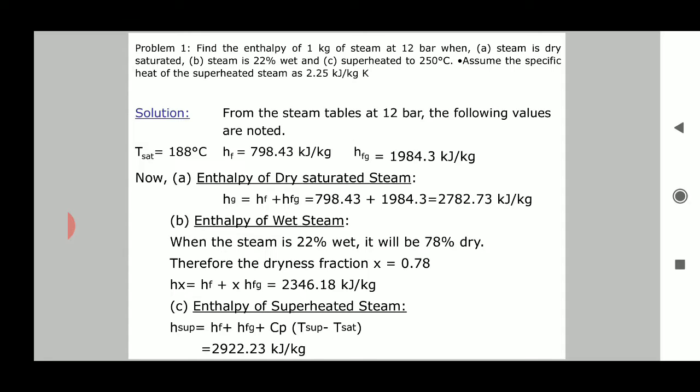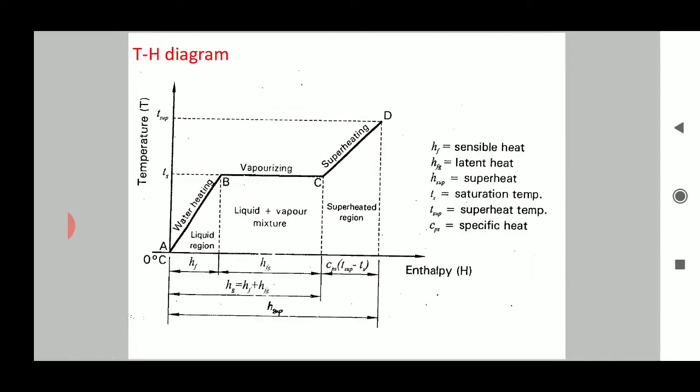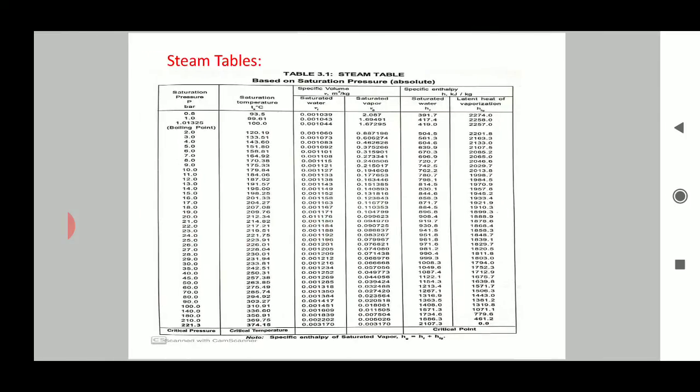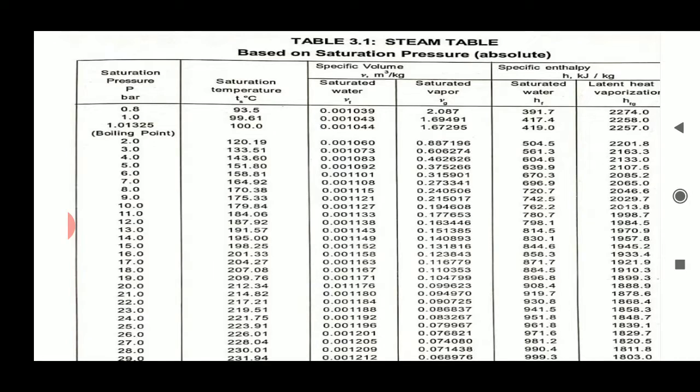HF is 798.43 kilojoules per kg, and HFG is 1984.3 kilojoules per kg. Okay, so these are somewhat the data which is given in this table. Somewhat the fractions may slightly vary from what you have taken in the problem.